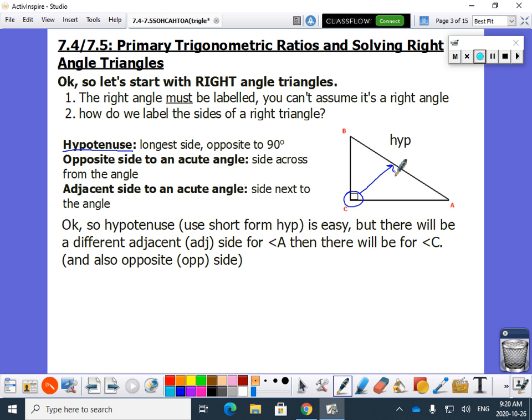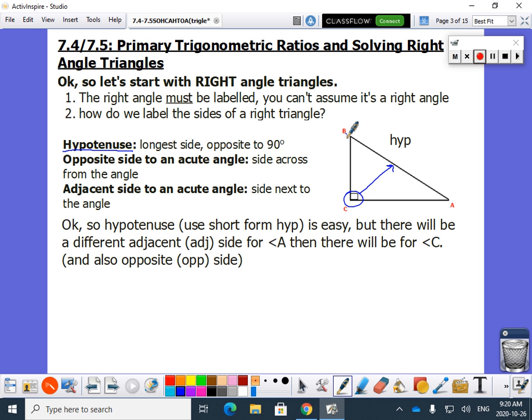Opposite side to an acute angle is the side across from the angle. In our next slide, we're going to have practice with this. But depending on what angle you're dealing with, the opposite and the adjacent side are going to change. If you were looking at angle B here, you're going to have a different opposite and adjacent side than if you were looking at angle A. Okay, so we will see that in the next slide.